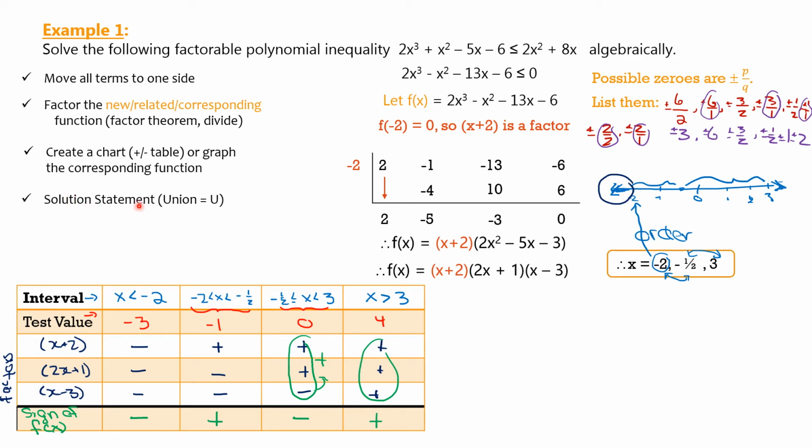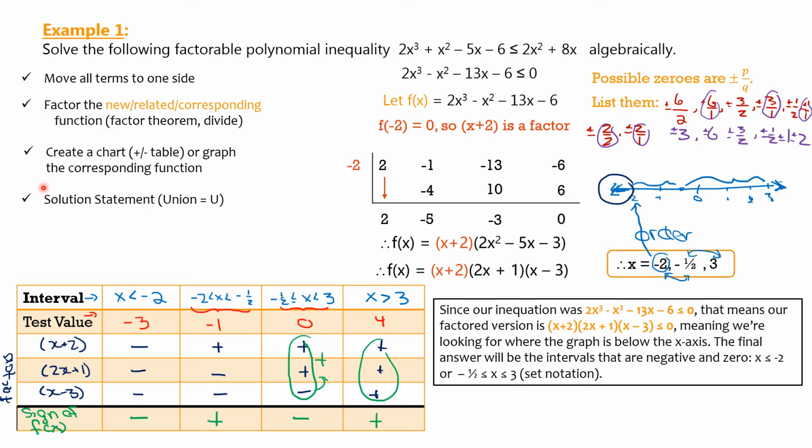So now we can come up with our solution statement, and we're going to use our new union symbol here. Before I do that, a little explanation. Since our inequation was 2x cubed minus x squared minus 13x minus 6 less than, that's this one here, that means our factored version is, so here's our factored version, and we're making it less than or equal to 0, meaning we're looking for where the graph is below the x-axis. The final answer will be the intervals that are negative.